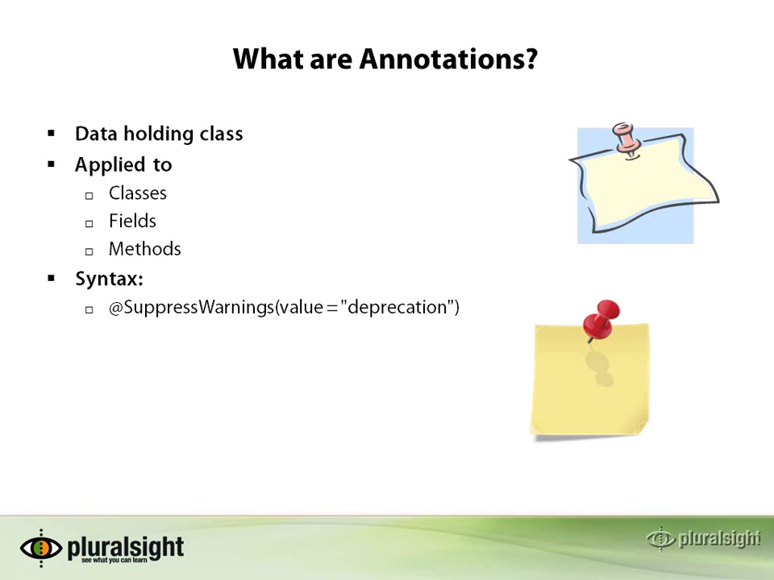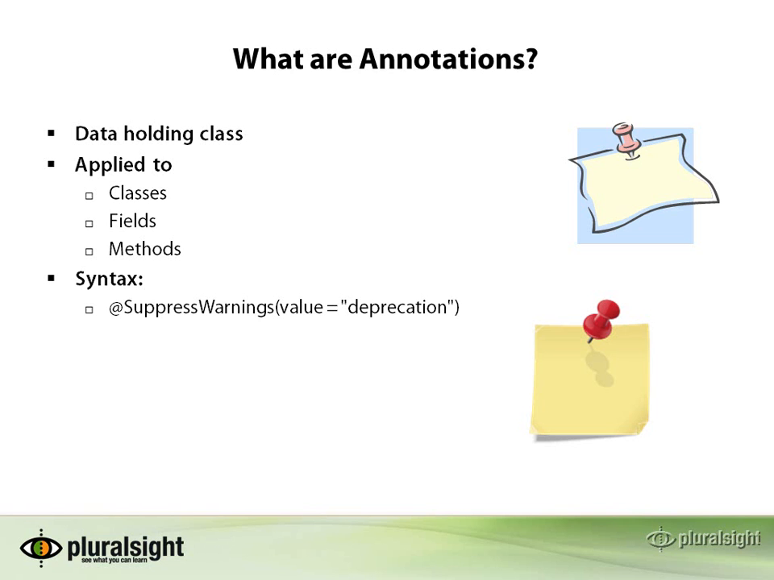So let's look at how this applies to Java itself. What is an annotation in Java? What is this structure? It's basically just a data holding class. It's implemented in Java as a kind of a class, and that class has some data. It might have different pieces of data depending on what kind of annotation it is.